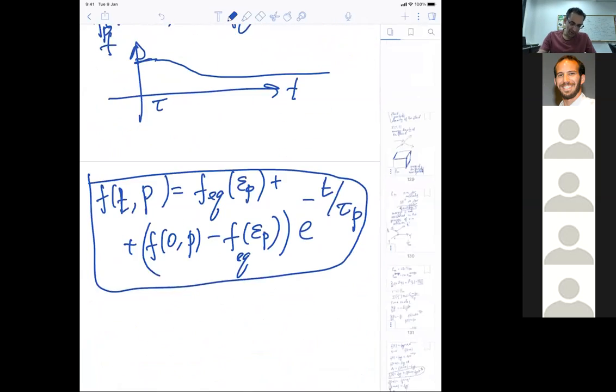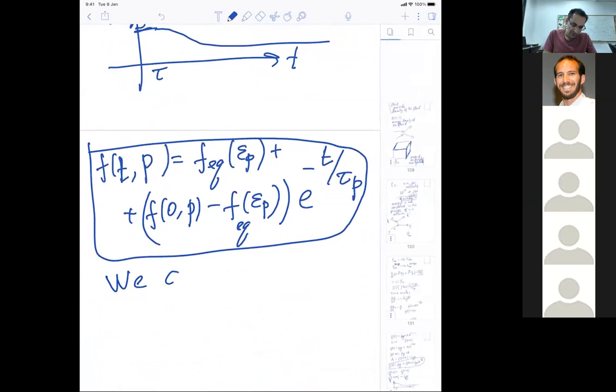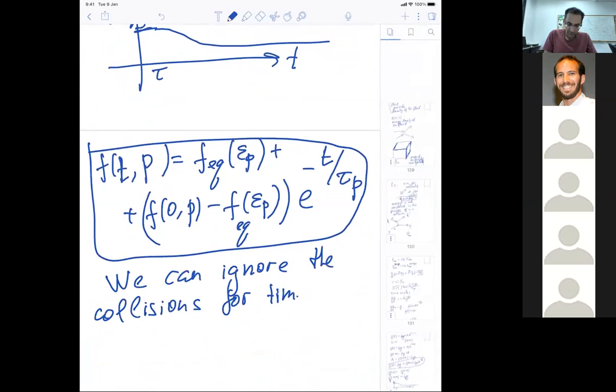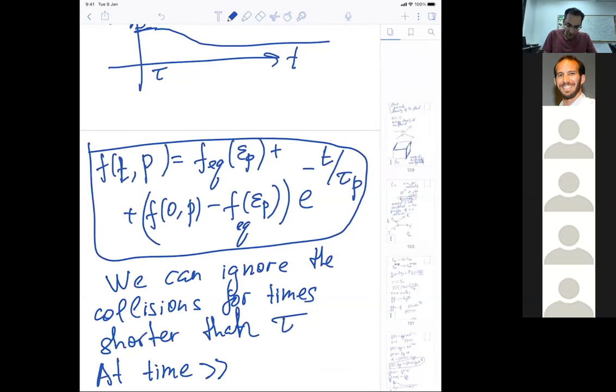And the conclusion from here is that we can ignore the collisions for times shorter than tau. What it also means is that at times much greater than tau, the distribution function f of p approaches the equilibrium distribution function. Do you see it?